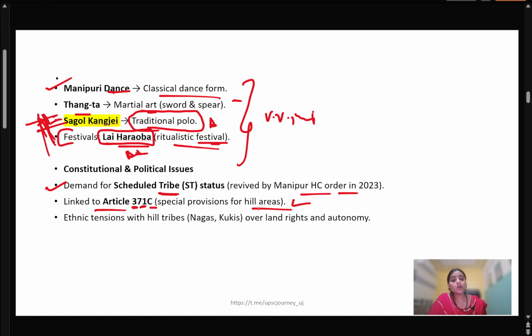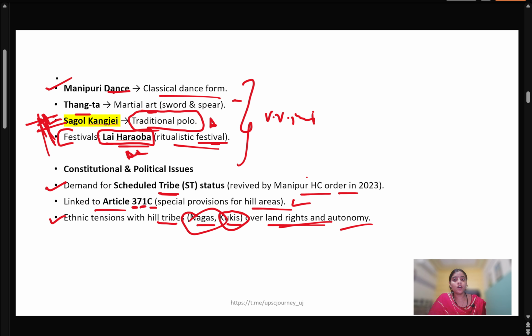Let's talk about special provision for the hill areas. Ethnic tension with the hill tribes like Naga and Kukis over their land rights and autonomy. We always see in the news that there's an ongoing dispute regarding Naga and Kuki tribes for their land ownership and for their autonomy.